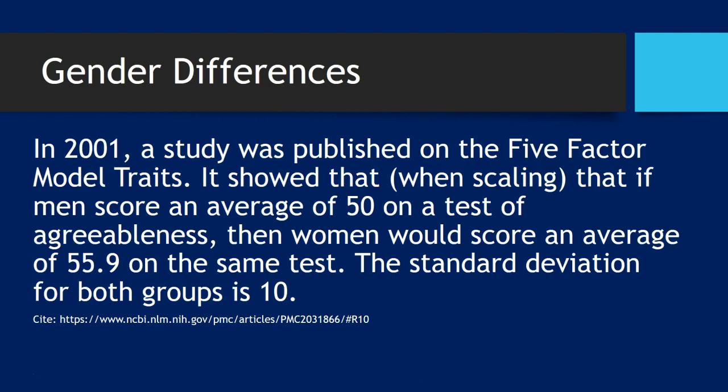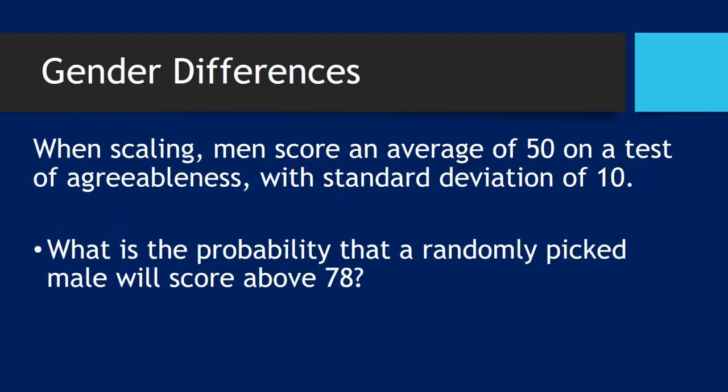Now, I scaled this. If you actually look at the article, they talk about different size standard deviations and different size averages. So what I did is I just scaled this so that it makes sense in terms of a normal curve. So if men score an average of 50, women score an average of 55.9, both groups have a standard deviation of 10. So let's see what this means at the really high values.